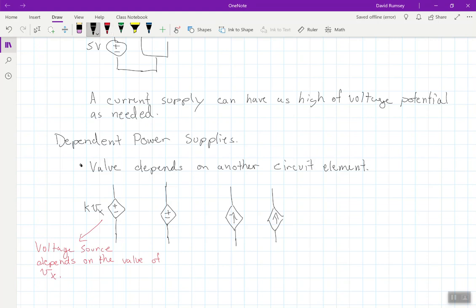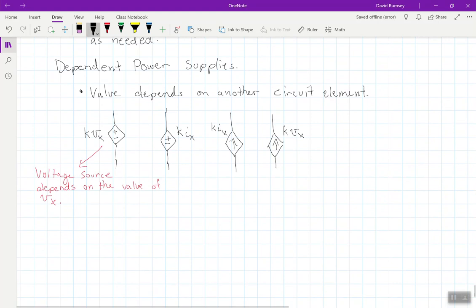But now, one thing that sometimes gets people confused is you don't have to depend on a voltage. For instance, my voltage source could be dependent on the value of a current. So I could have, for instance, the voltage source being K times some current Ix. And then we have the exact same thing for these current sources. I could have it dependent on a current, Ix, and we could also have it dependent on a voltage, Vx.